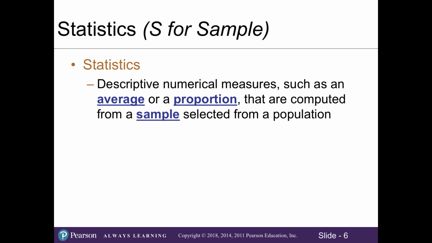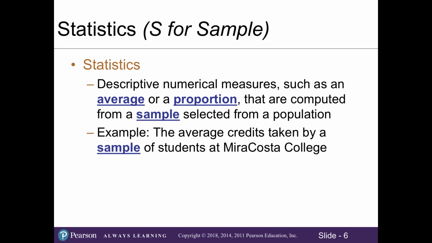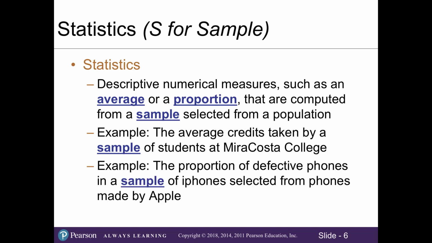Now we have statistics, which is S for sample. When we talk about samples, we can also calculate statistics, in terms of, again, averages or proportions, but now they're computed specifically from a sample selected from a population. So an example would be the average credits taken by a sample of students at MiraCosta College. So rather than studying all the students, we select a sample or subset of students. Another example might be the proportion of defective phones in a sample of iPhones selected from phones made by Apple. So if Apple wanted to test their phones, rather than test every single phone, they would take a sample because it's more cost efficient.